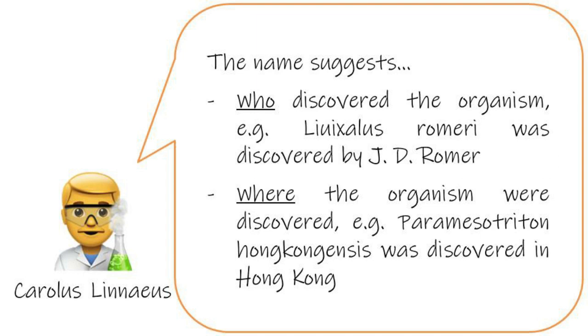Sometimes, the scientific name suggests something about the organism, such as who discovered the organism and where the organisms were discovered. For example, Lucialis romeri was discovered by J.D. Romer, and Parasotropon Hong Kong generis was first discovered in Hong Kong.